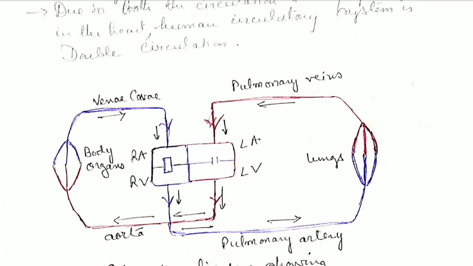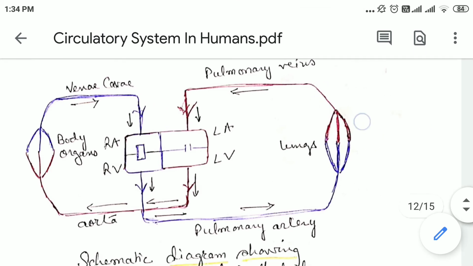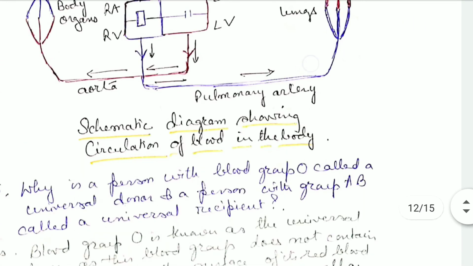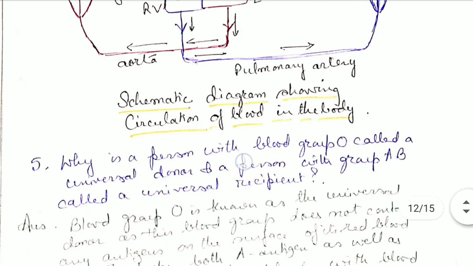Then the left ventricle, when it is filled up with the blood, contracts and pushes the blood through the aortic semilunar valve into the aorta, and it moves to the different body organs. And again it is being deoxygenated and returns to the heart by the vena cava. So this is systemic circulation and this is pulmonary circulation. Okay, this is the schematic diagram showing these two circulations.